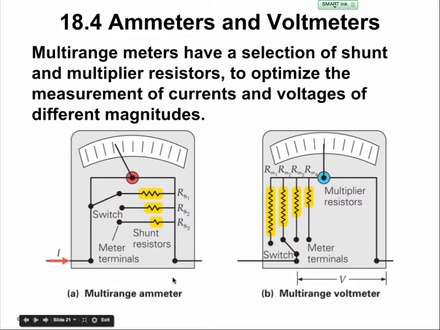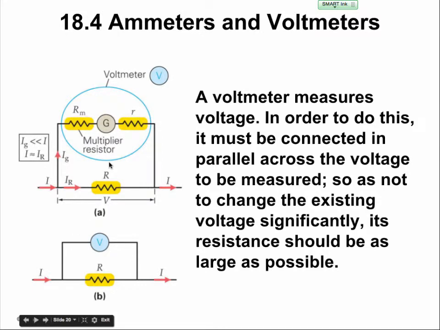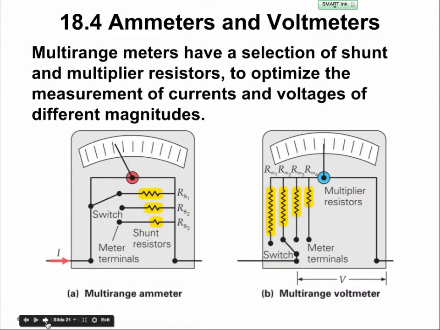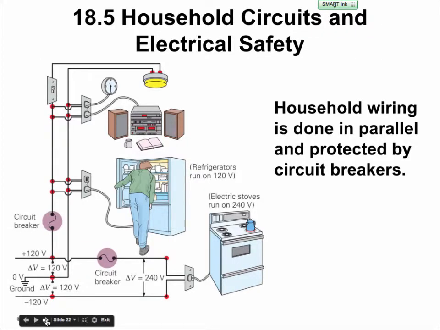So then the multi-range meters, which is what I use a lot in class, must have a selection of shunt and multiple resistors to optimize the measurement of currents and voltages at different magnitudes. So a multimeter will have a switch and the corresponding circuits for measuring voltage here and measuring current here. And then their resistors change based on the number of volts that I want to measure.